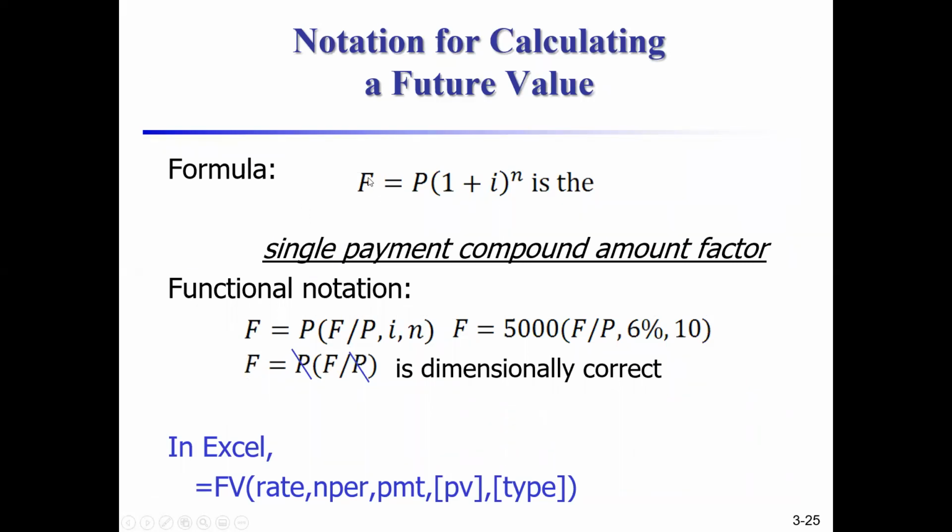So, formula notation for calculating your future value. The future value of a present value of money is equal to 1 plus i to the nth.